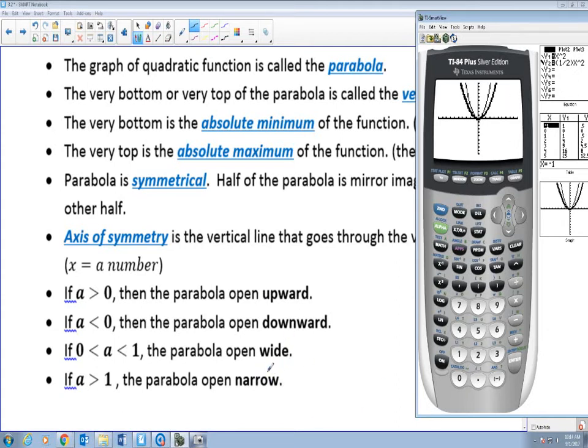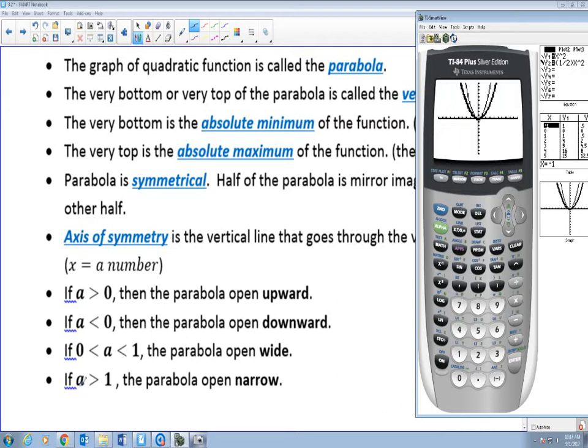Open wide is referring to the y value did not go up as high, because whatever my x is, I'm actually divided by 2. I'm actually times a half. Therefore, my y value is always half compared to the original one. That's why it opened wider.